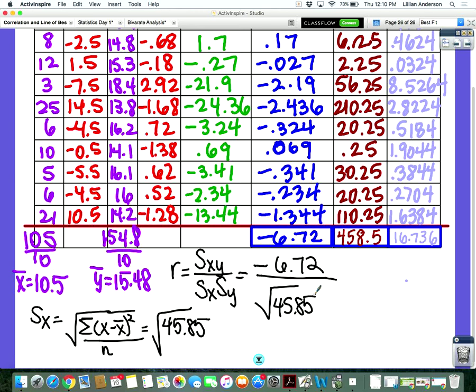So we are basically taking the square root of 45.85. That's S sub x. We're going to multiply that by the square root of S sub y, which is the exact same formula except with y's instead. So we need to take the 16.736 number divided by 10. What do you get? 1.6736. And all you have to do is type this in and get your correlation coefficient.